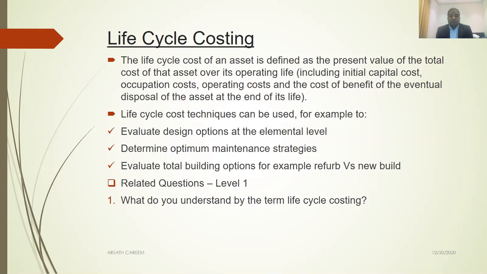So the life cycle cost of an asset is defined as the present value of the total cost of the asset over its operating life, including initial capital cost, occupation cost, operating cost, and the cost or benefit of the eventual disposal of the asset at the end of its life. So it clearly says what I described to you.